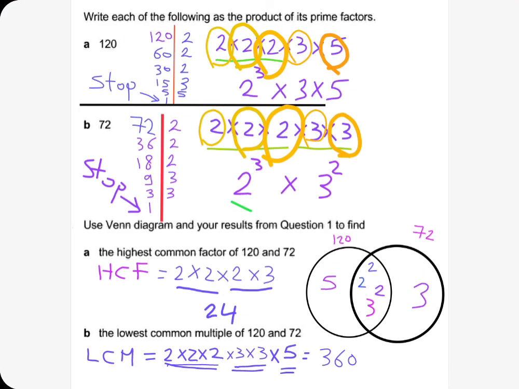Now, the first step we did was finding the prime factors. We wrote the numbers as a product of its prime factors, and then we used Venn diagram to put the prime factors between 120 and 72 here. We put the ones in common in the middle and the other ones outside. When we multiply the ones in common, or the ones in the middle, we got the HCF. When you multiply all of them together, you get the LCM. And this is how you answer a question like this.